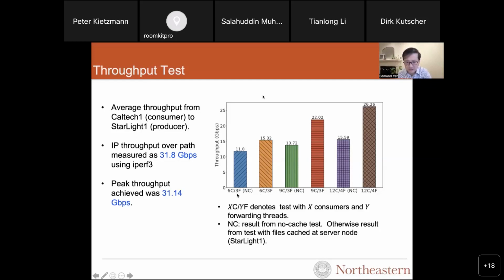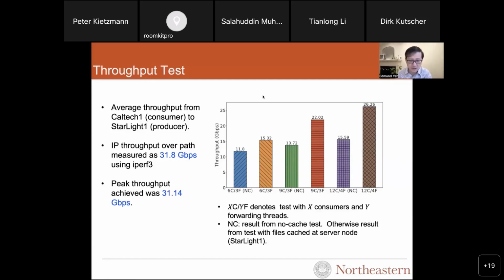So you can see that we have an increase in throughput as we use more consumers and more forwarding threads. Actually, when we get to 12 consumers and 4 forwarding threads, then we start not getting much improvement. This is average throughput over 30 minutes, okay? And the peak throughput that was achieved was 31.14 gigabits per second using the 12 consumers and 4 forwarding threads. This is very close to the capacity, the throughput, which is measured by iPerf3. The figures we have here are the average throughput, but the peak throughput is very close to that measured by iPerf3.